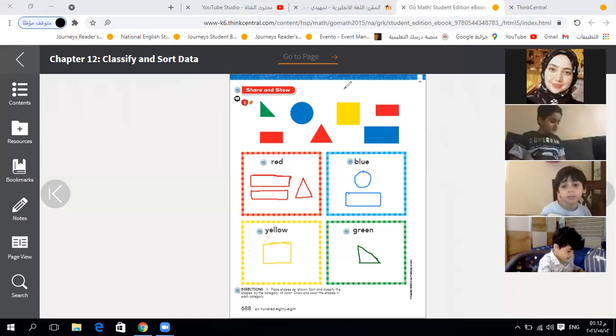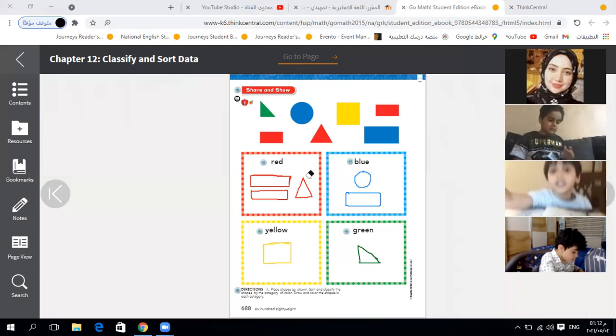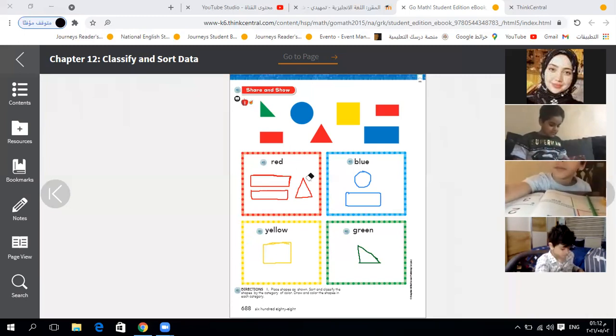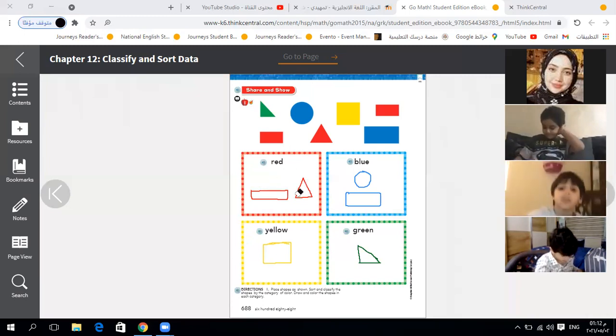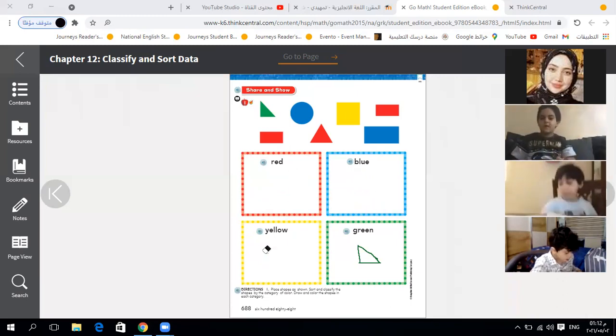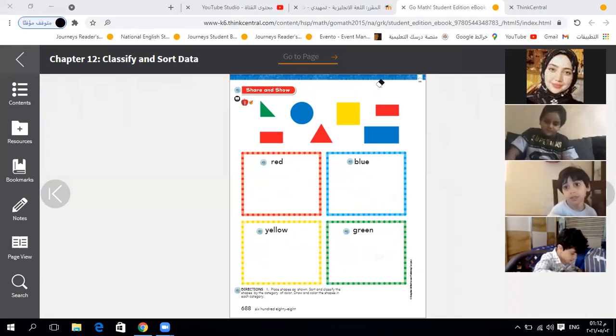Yeah, finish, Yasin. Finish. Okay. Bravo. Open your next page, guys, please.